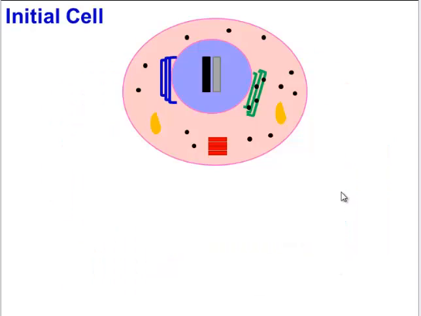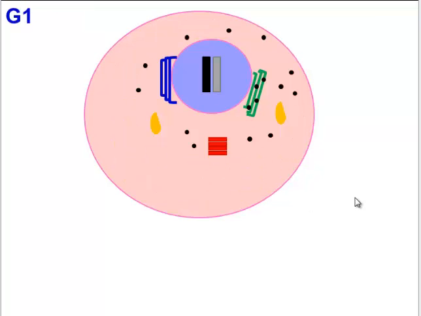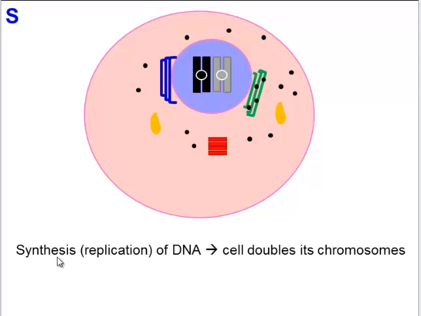Here's an initial cell with two chromosomes, one homologous pair. During G1, the cell is simply going to grow in size. So think of G for growth. During S phase, something very important occurs. The chromosomes duplicate thanks to the process of DNA replication. So S stands for synthesis or replication of DNA.